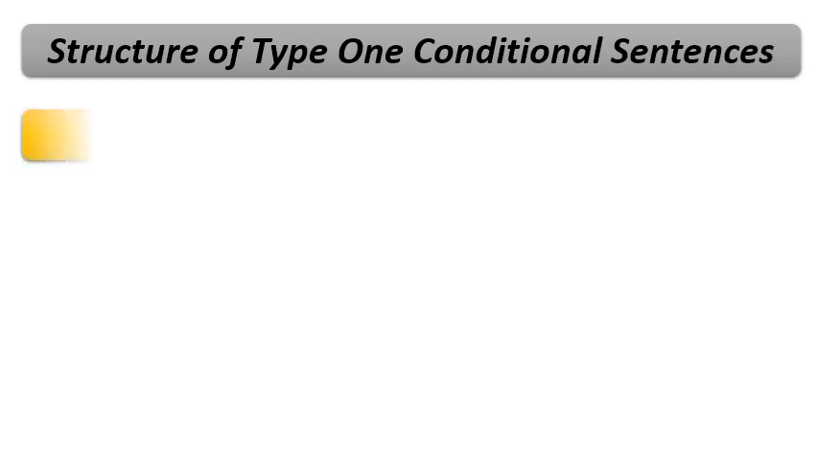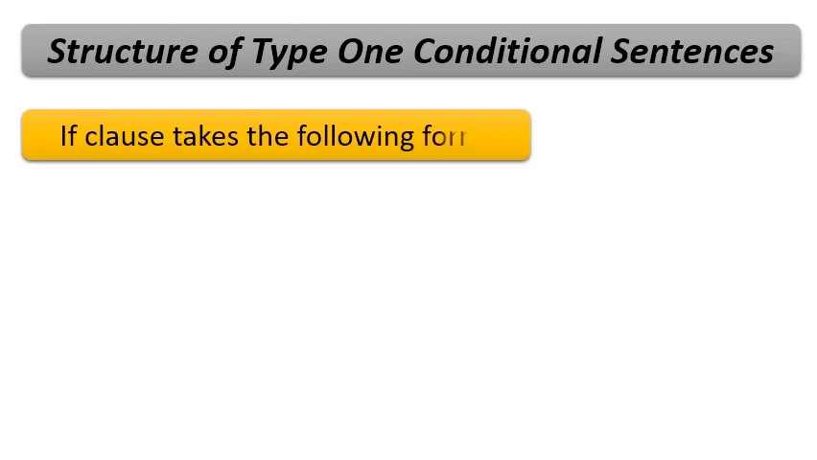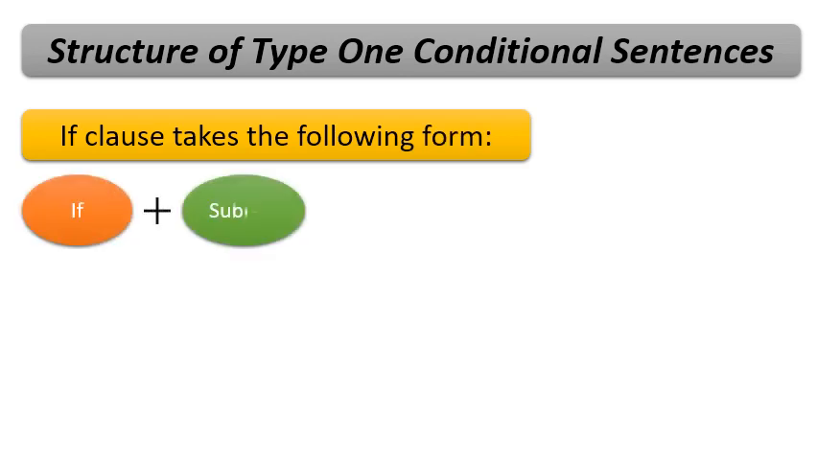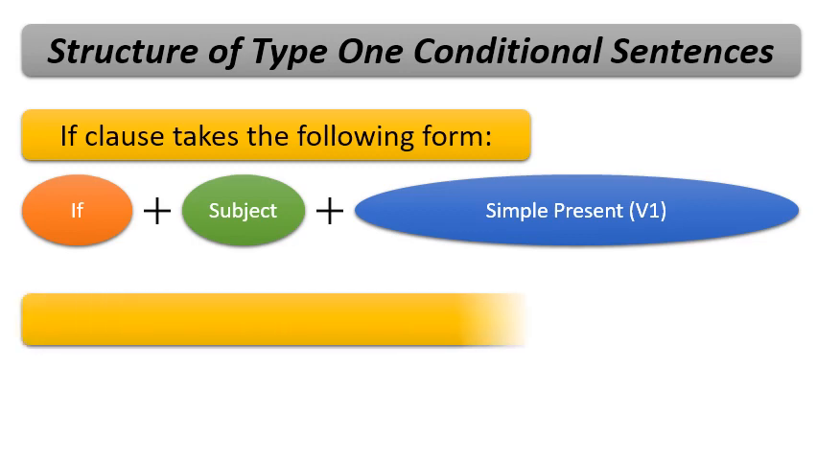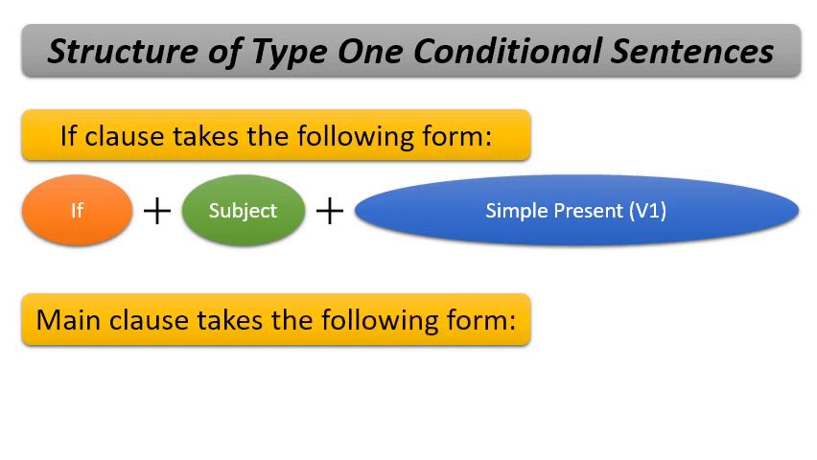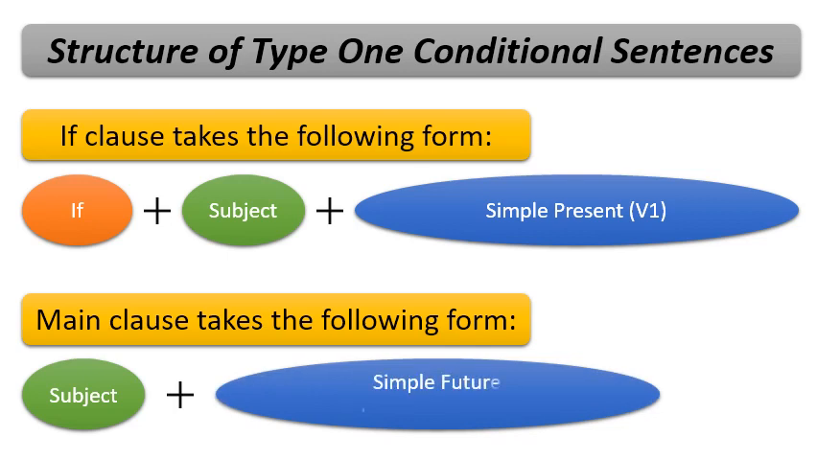Let's see the structure of type 1 conditional sentences. If clause takes the following form: if plus subject plus simple present tense. The identification of simple present tense is subject plus first form of the verb plus s or es plus object. To make interrogative or negative sentences, we use do or does. Main clause takes the following form: subject plus simple future tense. The identification of simple future tense is subject plus will or shall plus first form of the verb plus object. To make interrogative sentence, we use won't.